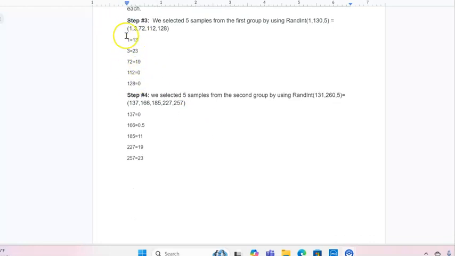And what that gave us right here are the random integer numbers that were selected, and then in our data set what those numbers are, which is going to be 13, 23, 19, 0, and 0.